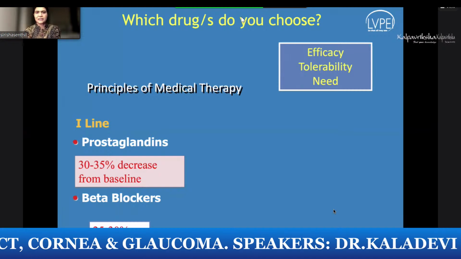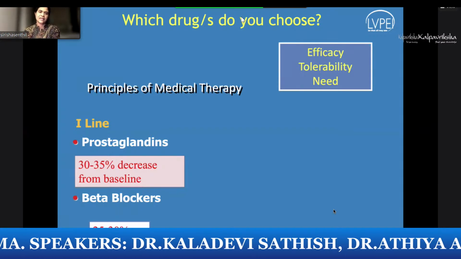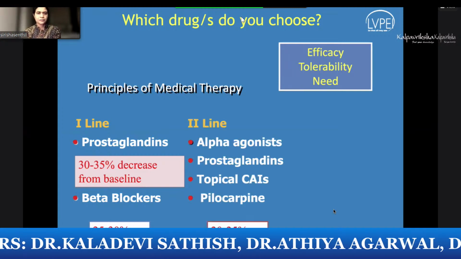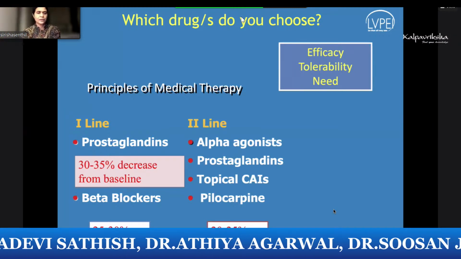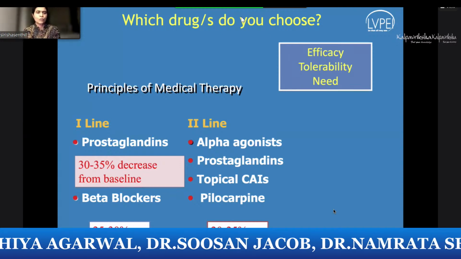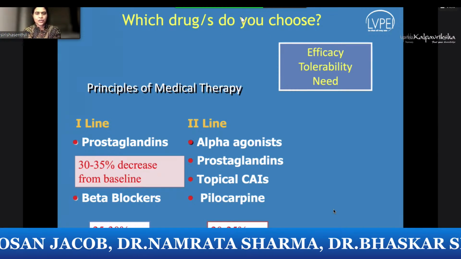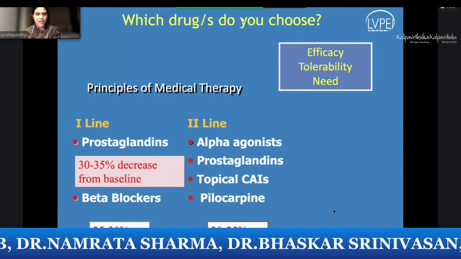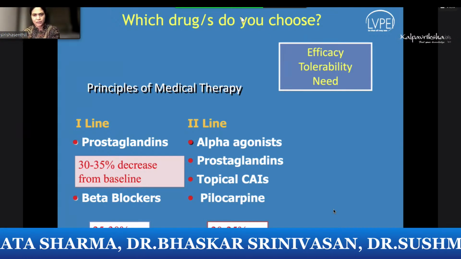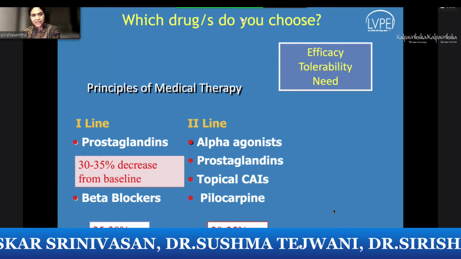Principles of medical management: one should remember that the first line drugs, like I said, are commonly prostaglandins. That is because the dosing is less and, more importantly, they are the most efficacious. This is followed by topical beta blockers, and usually the alpha agonists and topical carbonic anhydrase inhibitors could be second line or third line drugs, and pilocarpine again second or third line.